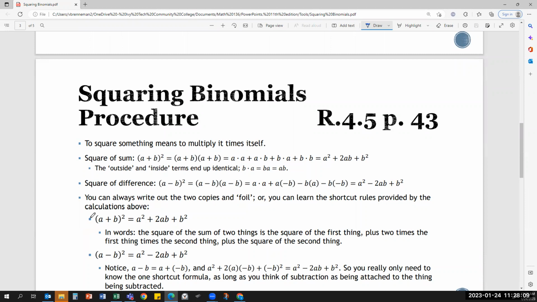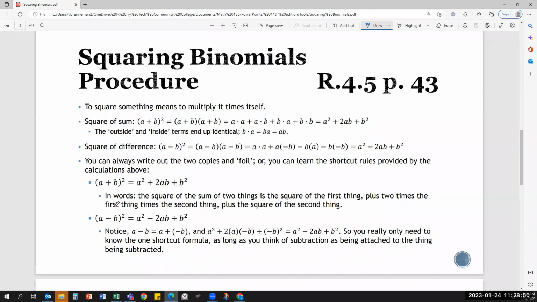Squaring a difference, a minus b squared, is similar, except the middle term is negative ab. Two of those, when we multiply the a times the negative b and the negative b times the a. So we then have a squared minus 2ab plus b squared. If you think of the minus as going with what's being subtracted, then you can generalize this to just one thing: something plus something else, if that's being squared, you square the first thing, you have 2 times the first thing times the second thing, and you have the square of the second thing. So that's the shortcut rule.